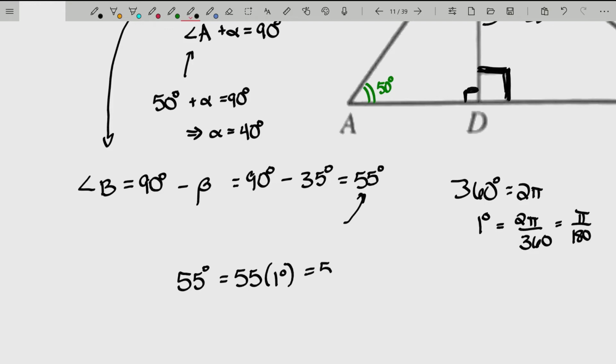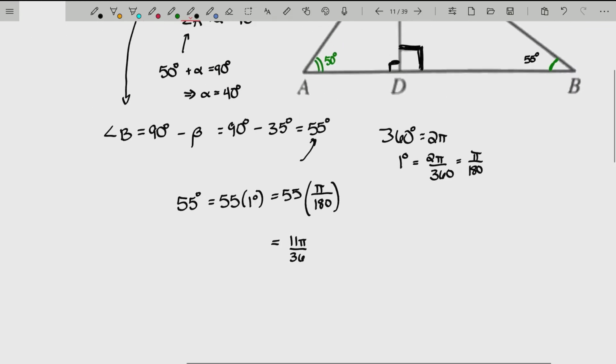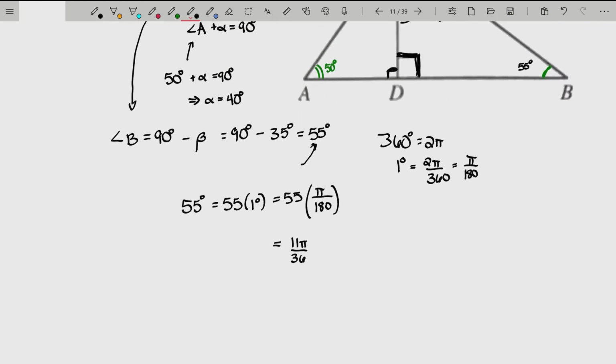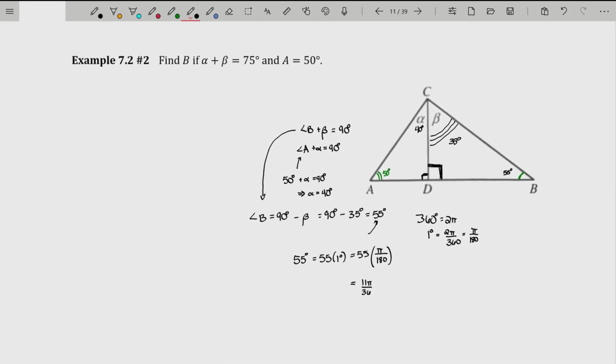And so I can trade that out. The only reason I'm doing this is just so that you keep your eye on the prize. Keep your eye on the fact that we will be using radians quite a bit in trigonometry. And 5 goes into 180 about 36 times, so that'll be 11 pi over 36 radians. Not that I was asking, but still, it is nice to be able to do something like that every once in a while to remind you that we're going to be working in radians quite a bit.